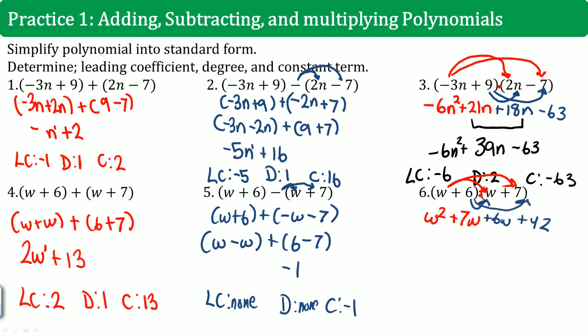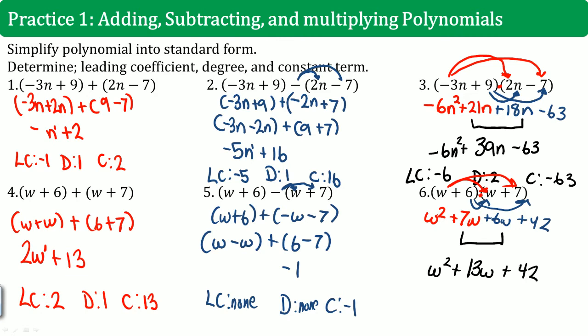We see there are some like terms. The like terms are 7w and 6w. That becomes 13w. So w squared plus 13w plus, what was that, 42.